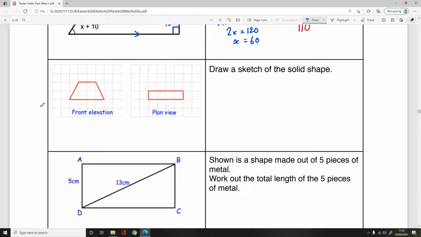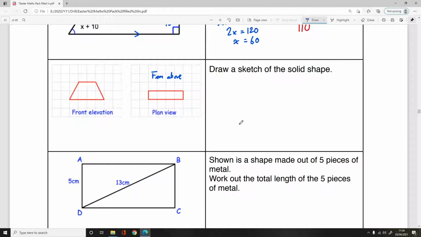So here's a couple of words, you've just got to know what they mean. Front elevation means looking at a shape from the front. Plan elevation means looking at it from above. And when it says we want to draw a sketch of this shape, we need to draw a 3D sketch. The other word they could use is side view for looking at it from one side, obviously.